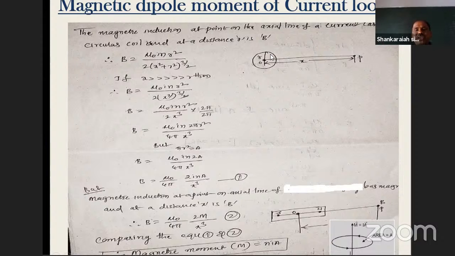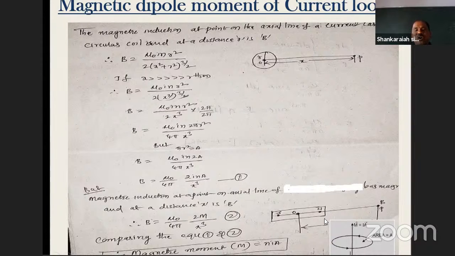Here the coil will be taken. For a coil, the magnetic induction expression at a point on the axial line is B is equal to mu naught by 4 pi, 2 I n A divided by x cube. But here a magnet will be considered.